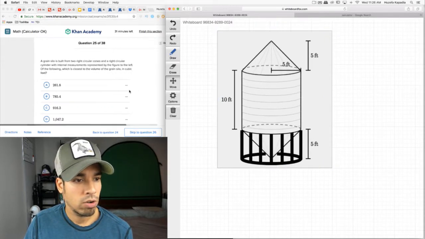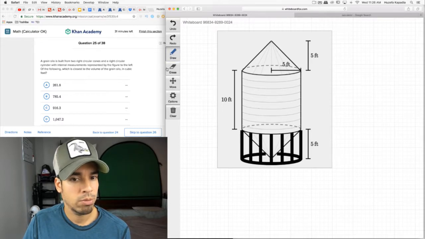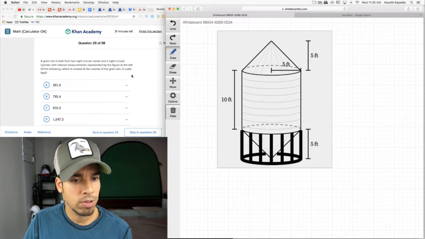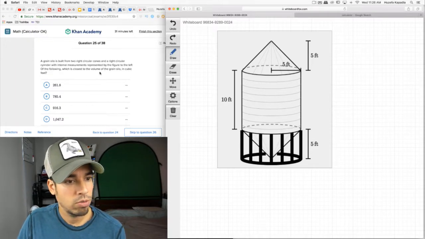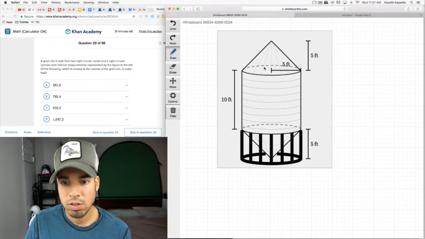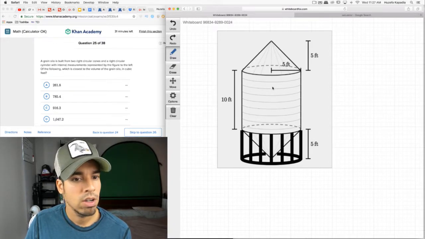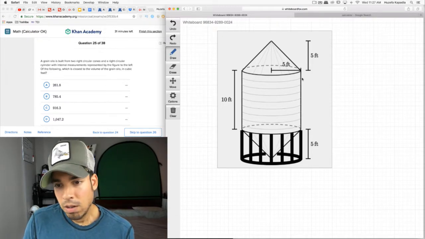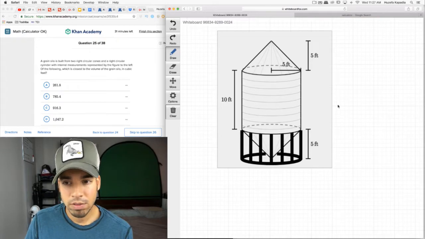A right circular cone, a right circular cylinder with internal measurements represented by the figure to the left of the following. Which is closest to the volume of the grain silo in cubic feet? So 2 right circular cones. Oh, I see. This and this plus the cylinder. So we got to calculate all of this. Yikes. Okay, let's first calculate the volume of the cylinder.